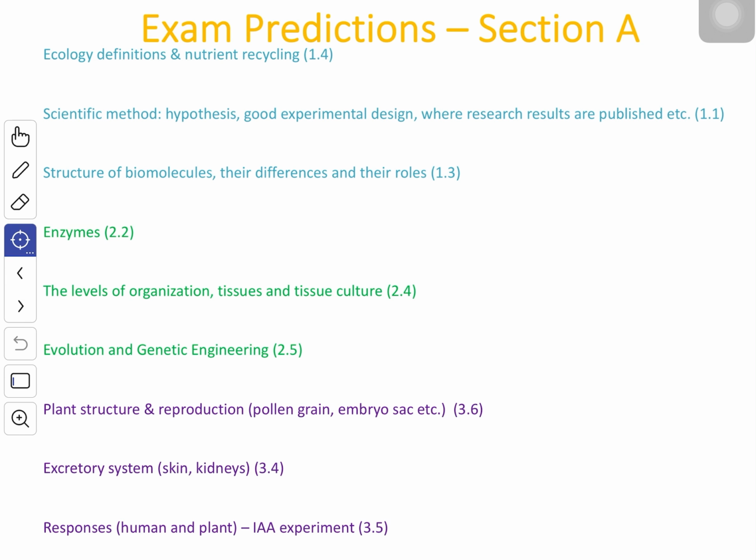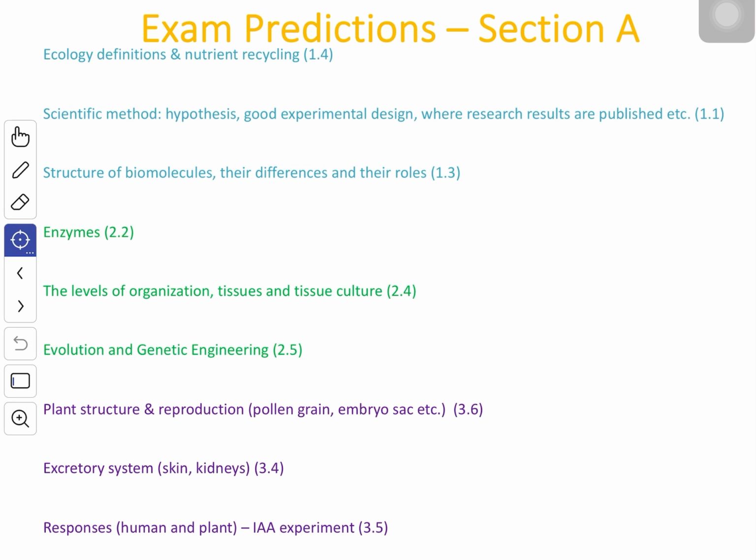Now, I'm going to go through some predictions, but before I go through any of this, I just want to say that obviously I don't know what's going to appear on the exam. Nobody has any way of knowing what's going to come up on the exam. This is just based on previous trends and what's come up, and also some topics which might not have come up in a while, but would be popular topics, so we could expect to see them on the day of the exam.